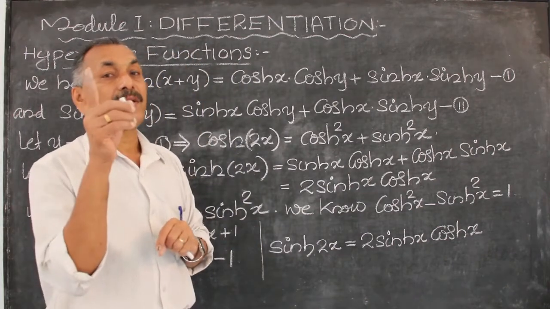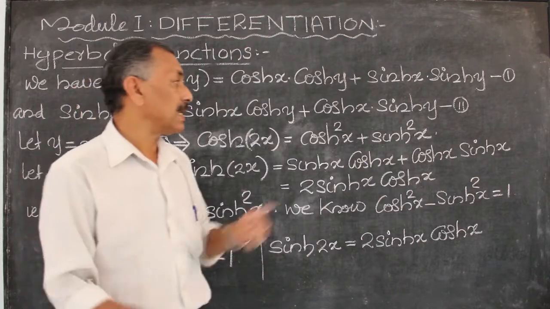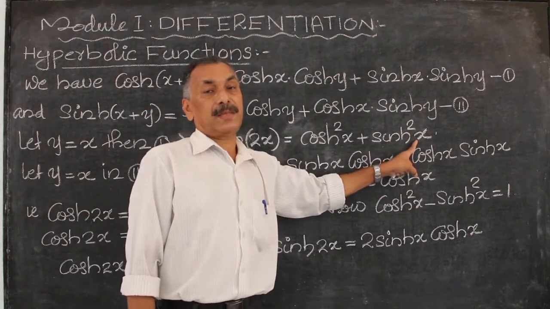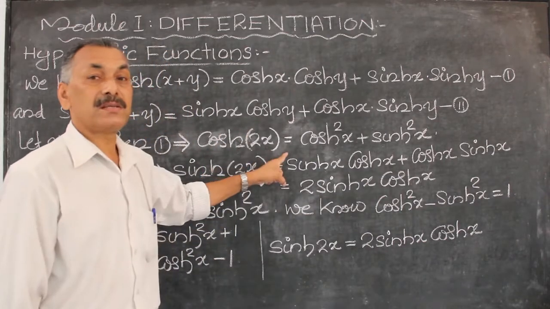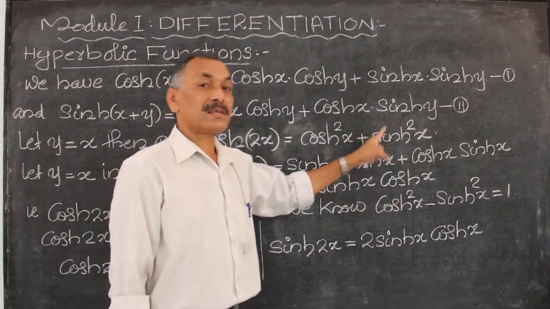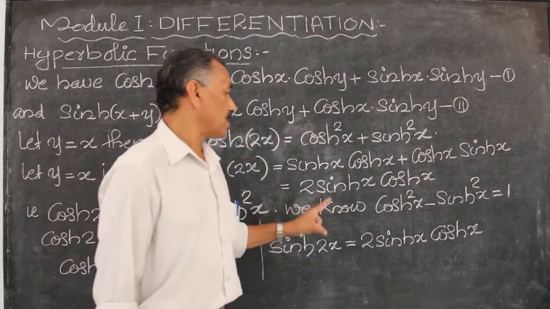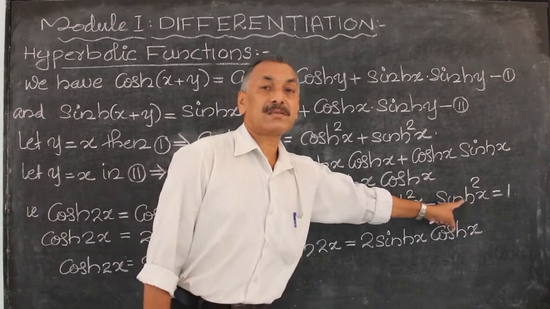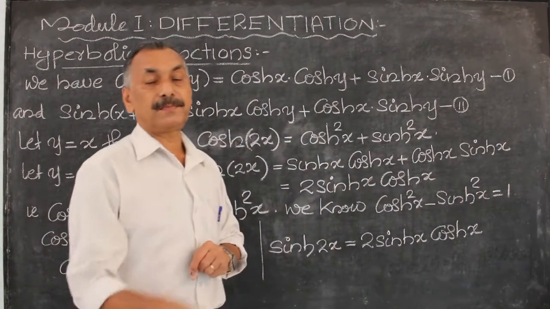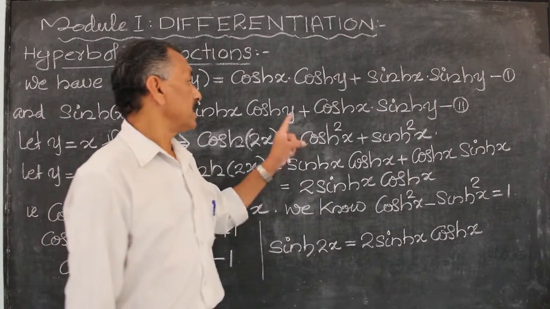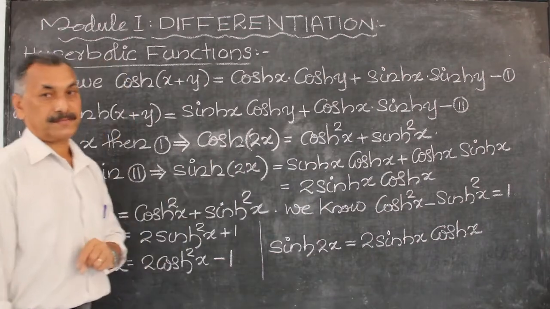In the case of trigonometric functions, we have cos 2θ is equal to cos²θ minus sin²θ. In the case of hyperbolic functions, we have cosh 2x is equal to cosh²x plus sinh²x. We have seen this value. What is cosh²x minus sinh²x? cosh²x minus sinh²x is equal to 1. And cosh²x plus sinh²x is equal to cosh 2x.